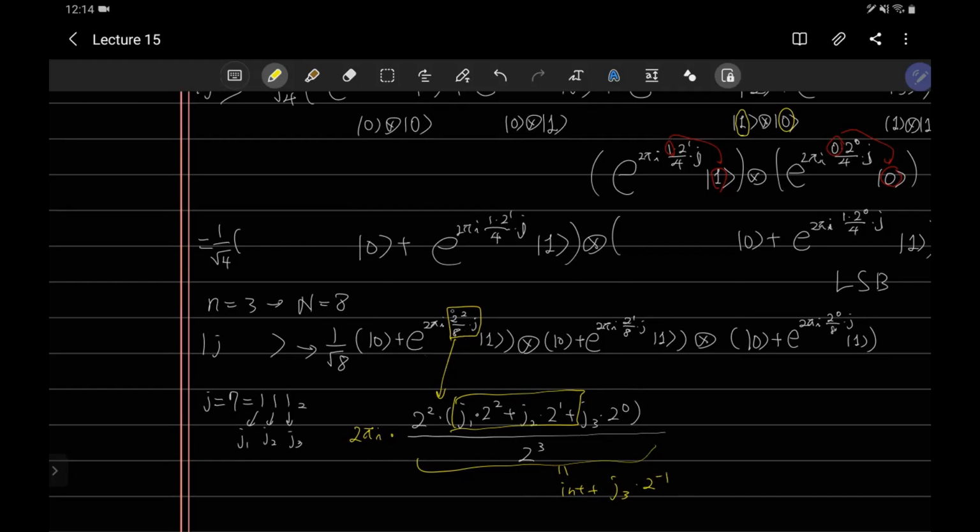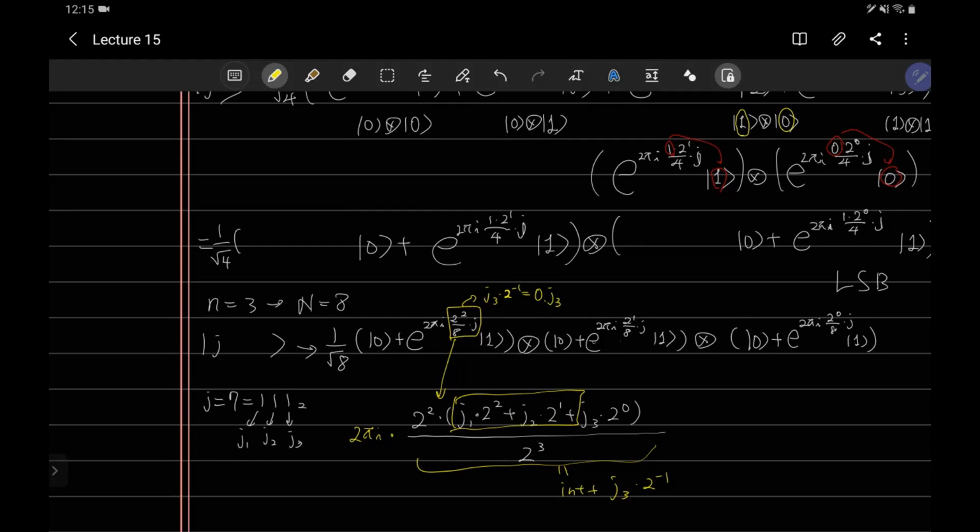So for this part, we can rewrite it in a way that this is actually equivalent to j sub 3 times 2 to the minus 1. In other words, we can also express this one as 0.j sub 3. And what about the second term?